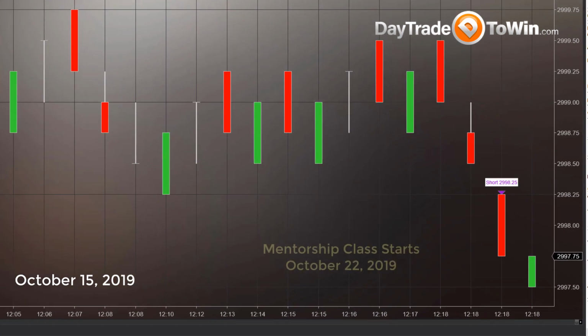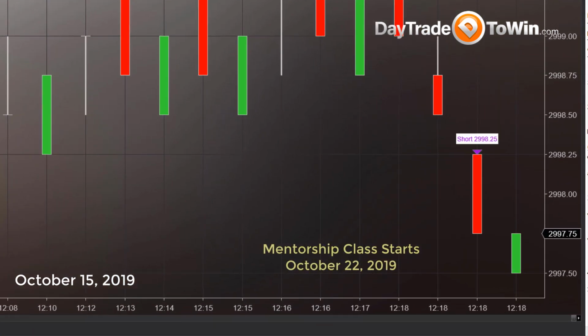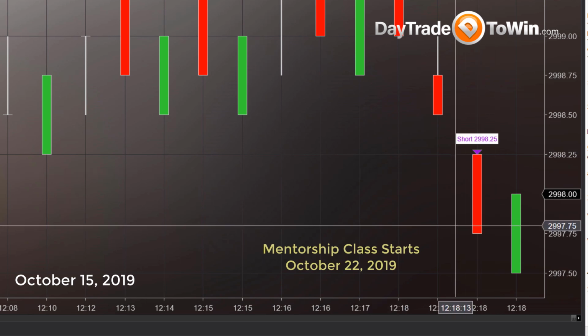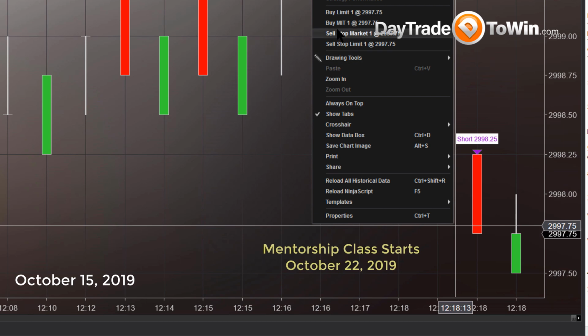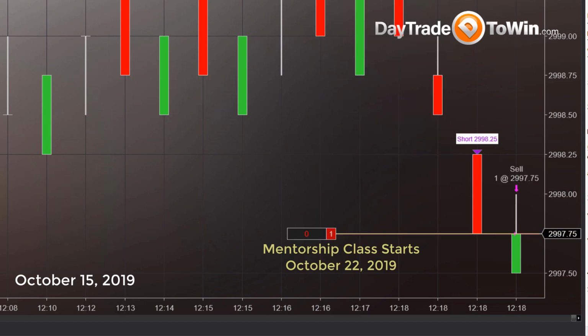So you have here a short entry at 29.98 quarter. That means you want to go short at that price or within a tick of it, especially if you go in at market, you can probably get within a tick of it. And so I'm going to use a sell stop here to go short. Order filled at the market. And you can see the price 29.97.75. So this is a horrible fill.